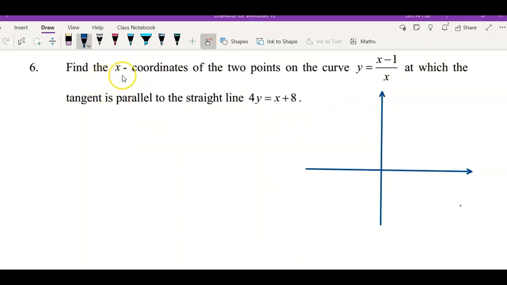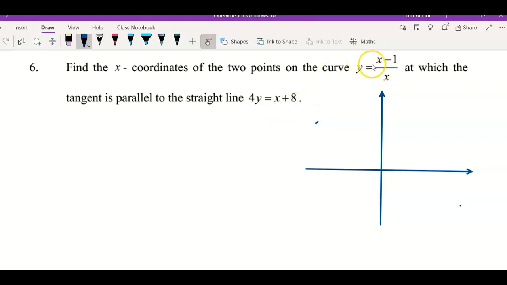Question 6. Find the x-coordinates of the 2 points on the curve y equals x minus 1 over x, at which the tangent is parallel to the straight line y equals x plus 8. This question is almost the same as question 5. Only question 5 says that the tangent of the curve is perpendicular to the straight line, but for this question, the tangent of the curve is parallel to the straight line. If the tangent is parallel to the straight line, meaning that the gradient of the tangent is the same as the gradient of the straight line.